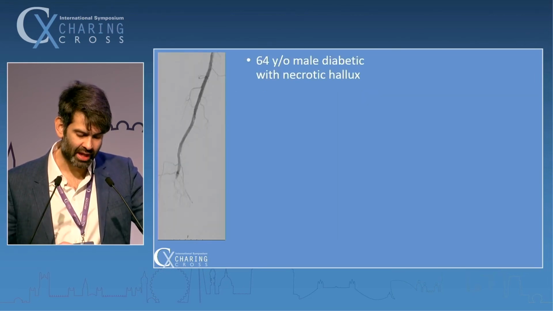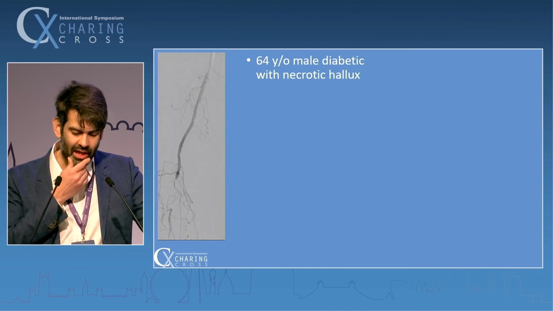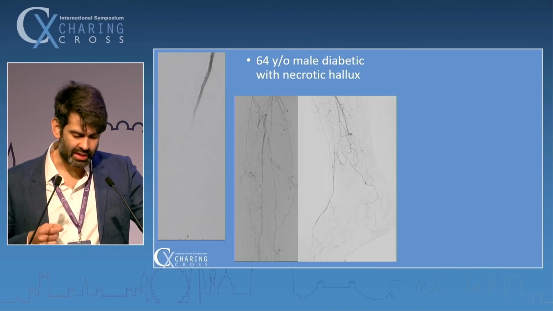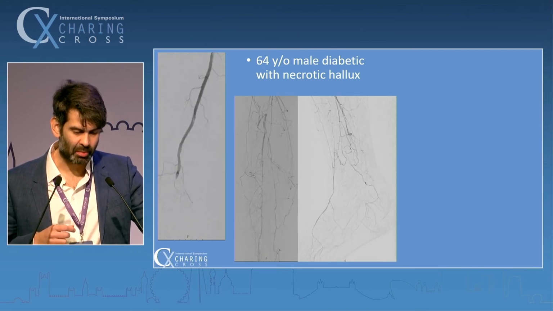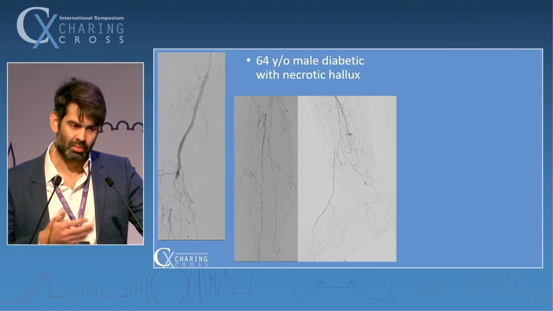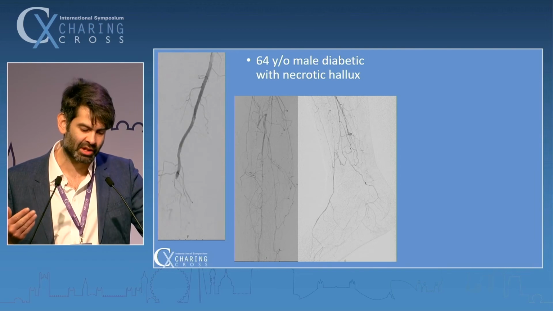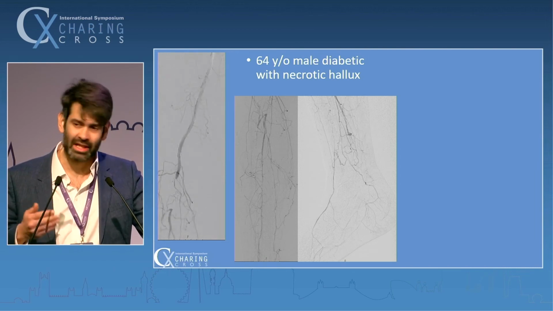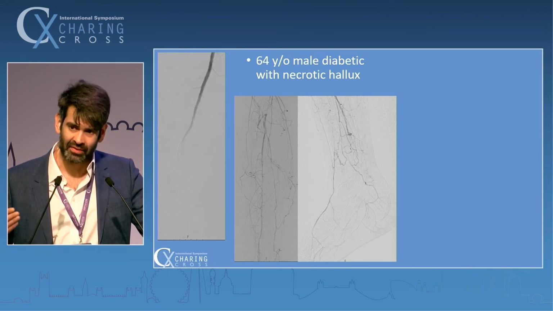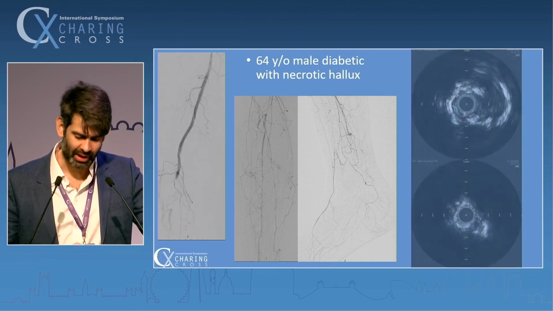I'll leave you with one final case. This is a 64-year-old male, diabetic with a necrotic hallux. You can see this focal occlusion in the popliteal artery, as we were talking about before. This is what we call a no-stent zone. I particularly don't want to stent the popliteal artery in a 64-year-old guy who's essentially otherwise healthy, active. I know if I put a stent there, it's going to occlude quickly.